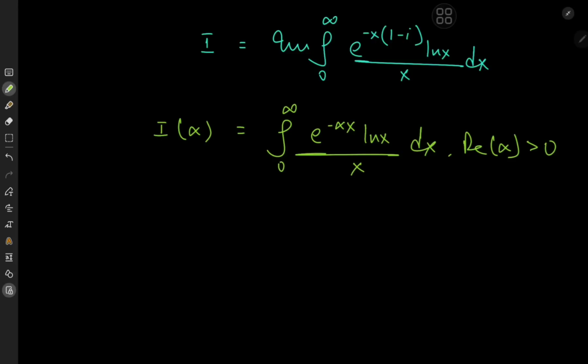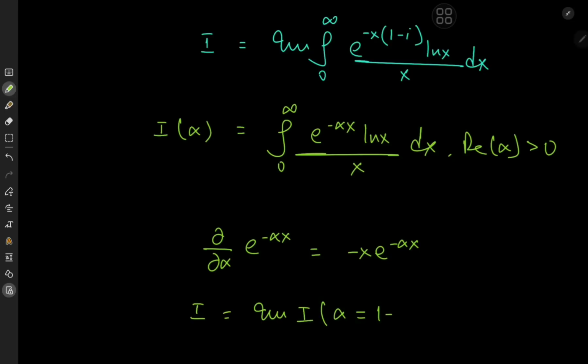Okay, cool. And the reason for introducing the alpha parameter this way is if we differentiate partially with respect to alpha the function e to the negative alpha x, then we get negative x times e to the negative alpha x. And this negative x term would cancel out quite nicely with the x term in the denominator of the integrand. And the target integral I would be the imaginary part of the integral function I of alpha when alpha equals 1 minus i. Okay, cool.